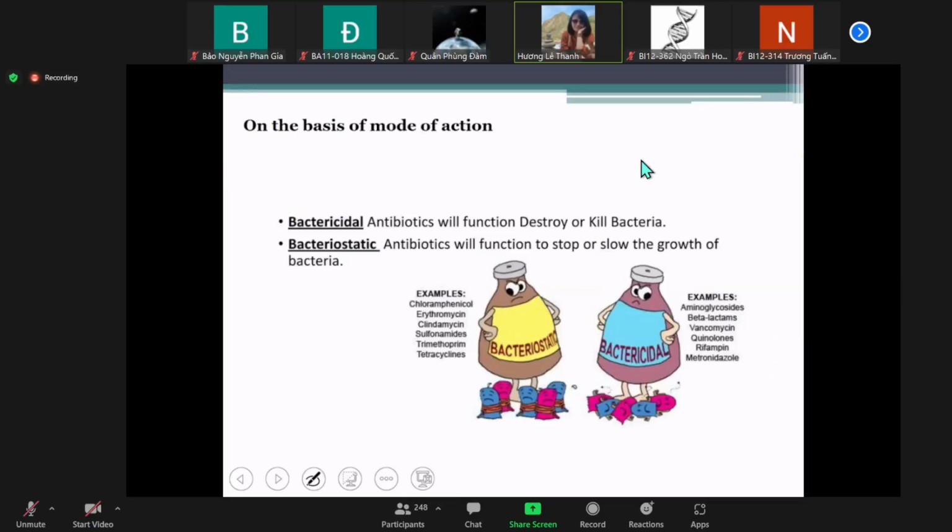And for the next, based on the mode of action, we can classify antibiotics into two groups. Bactericidal antibiotics function to destroy or kill bacteria, and bacteriostatic antibiotics function to stop or slow the growth of bacteria, and then the immune cells will go and kill them. It only slows down the rate, and here they kill the bacteria.